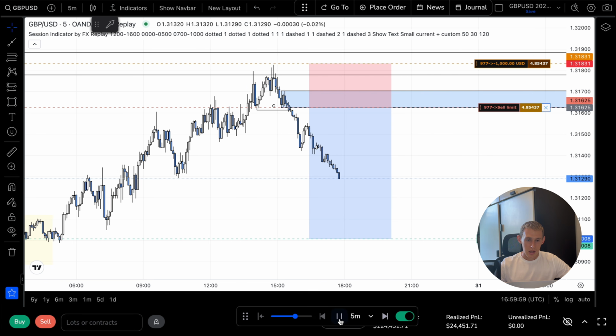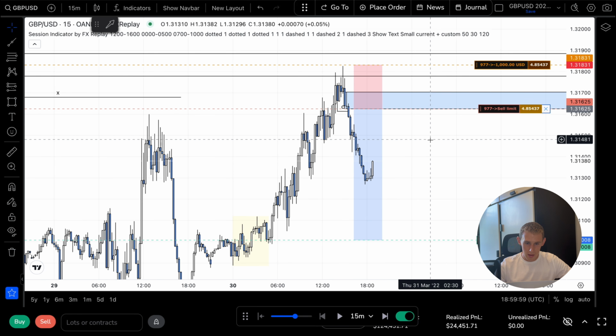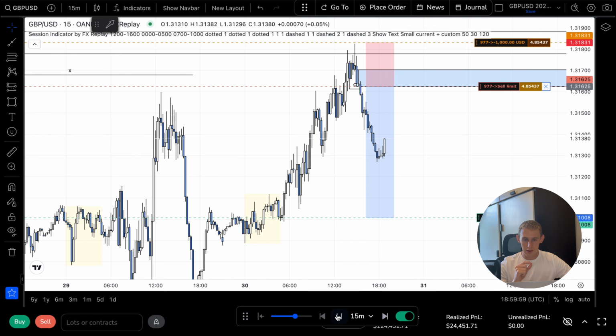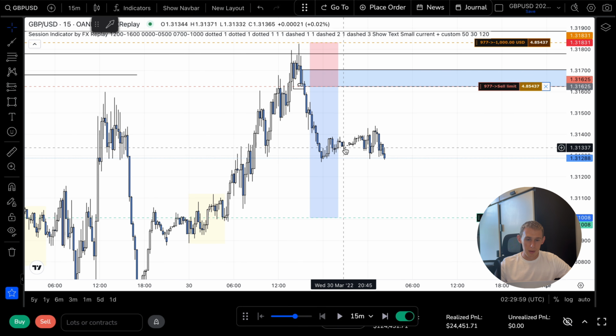So for me, maybe price doesn't want to retrace here, but at the moment, this is still a valid trade, right? There's no reason not to take this if price comes back up. Obviously, what I would do here as well is just keep an eye out for other entry opportunities.